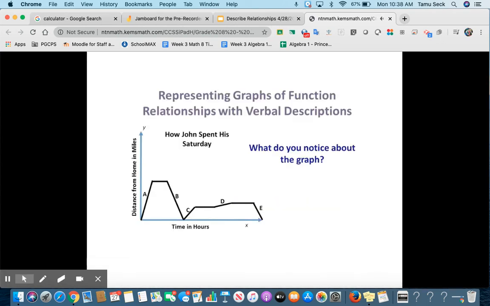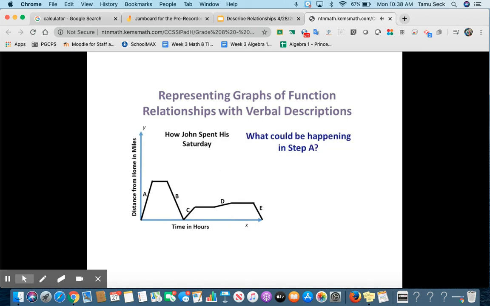Let's take a look at the graph seen here. The title of this graph is How John Spent His Saturday. We can see that the x-axis represents time in hours, and the y-axis represents the distance from home in miles. What do you notice about the graph? It has no scale. For this activity, look at the graph and create the steps in a scenario to represent John's Saturday.